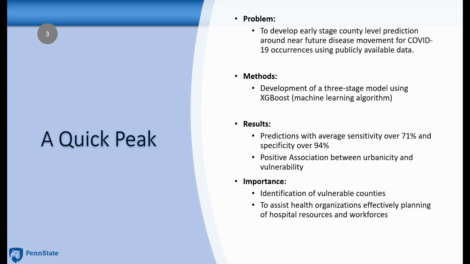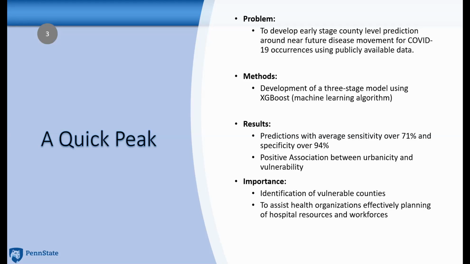Okay, so let's look at a quick view at my research. So what is the problem that we are trying to solve? It's to develop early stage county level prediction around near future disease movement for COVID-19 occurrences using publicly available data. We will come to the problem statement in a bit, but in order to address this problem, we develop a 3-stage model using XGBoost machine learning algorithm.